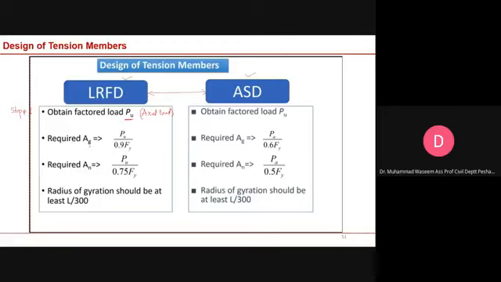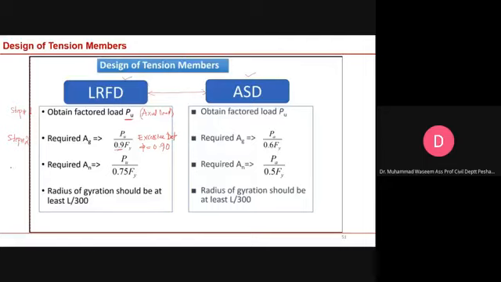The second step is that you have to check the two limit states, as we discussed in our last lecture. We check for excessive deformation. And for excessive deformation, we use a strength reduction factor phi of 0.9.